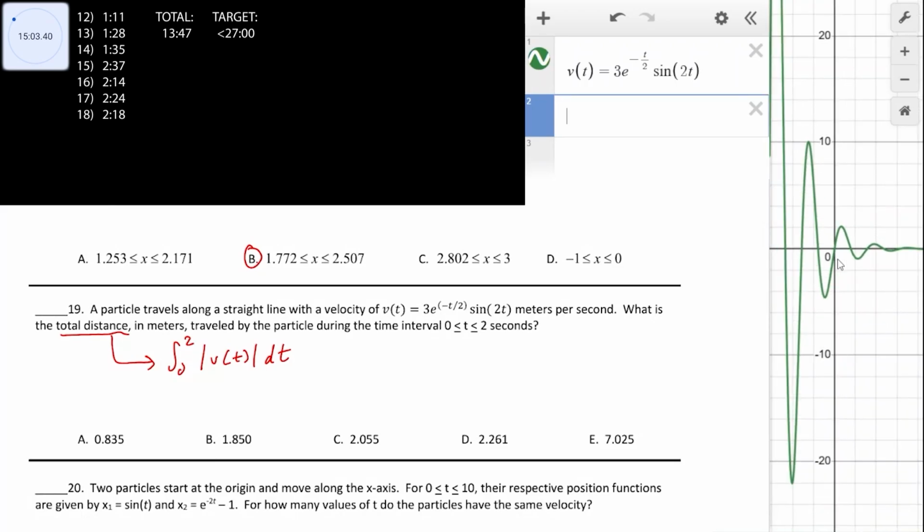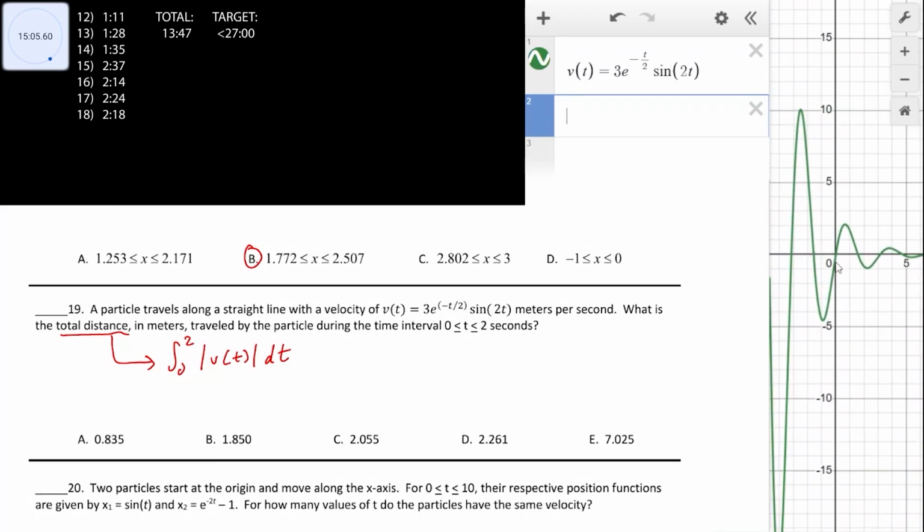And what we want, that's a nice looking graph. Take a look at that. That's kind of fun. We want the integral from 0 to 2 of the absolute value of v(t) dt. And so we get 2.261, and we find that our answer is D.